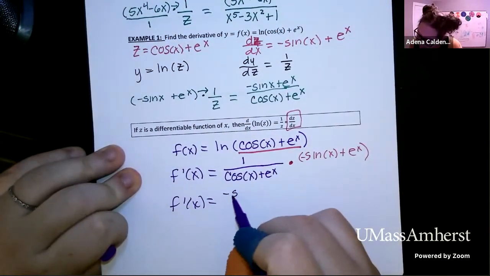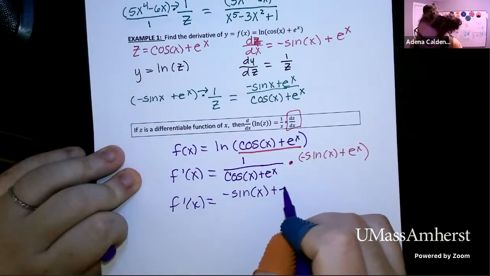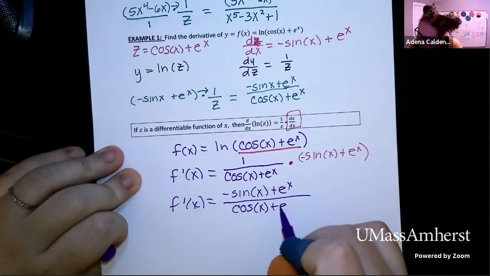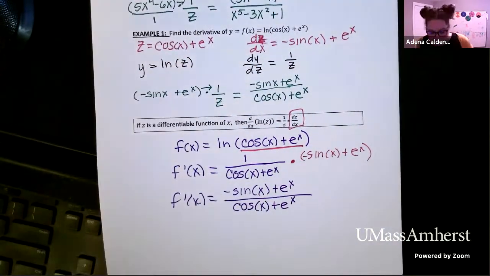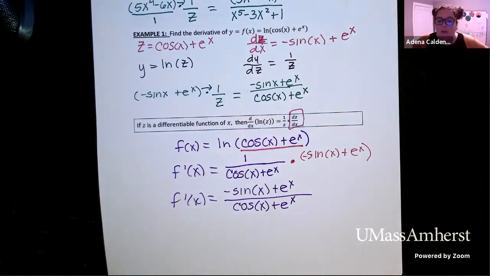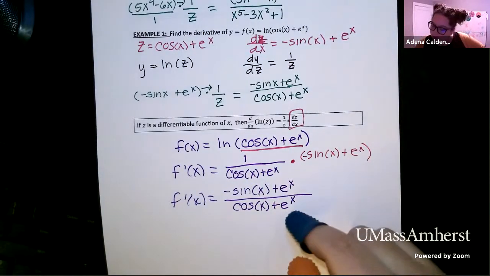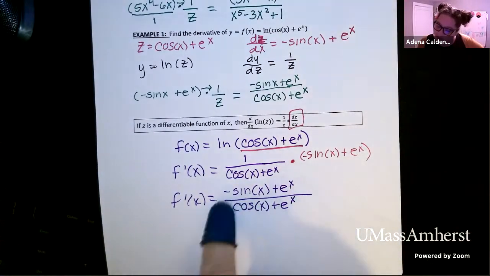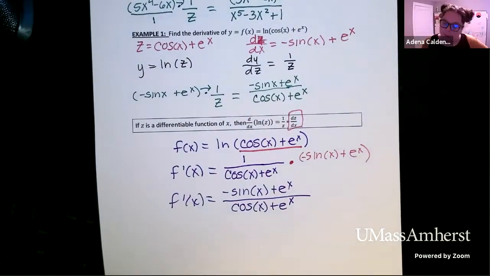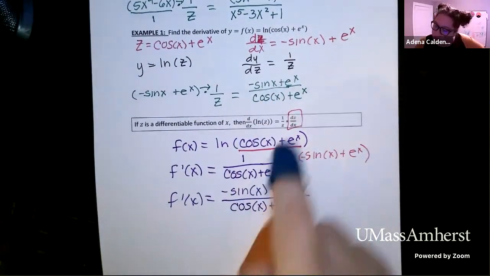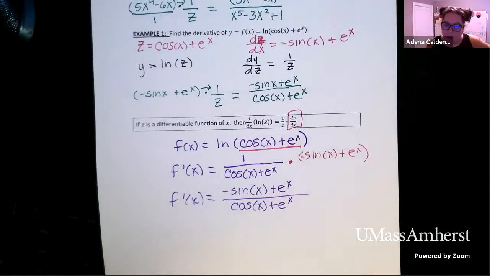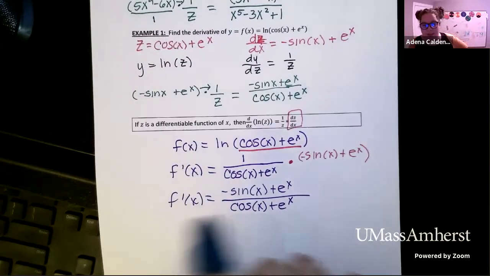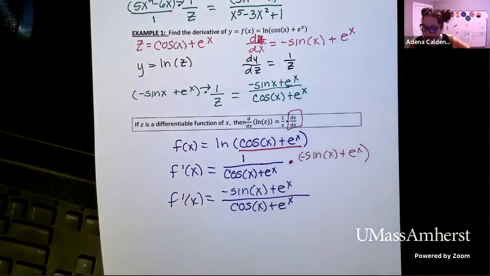And we get negative sine x plus e to the x over cosine x plus e to the x. So again, this is telling us that whatever is in the argument is going to go in the denominator of our derivative. And then the derivative of whatever is in the argument ends up in the numerator. So we can do 1 over the stuff times the derivative of that stuff. And I want to point out that in the derivative, there is no more natural log, right? That disappeared from the work that we were doing.